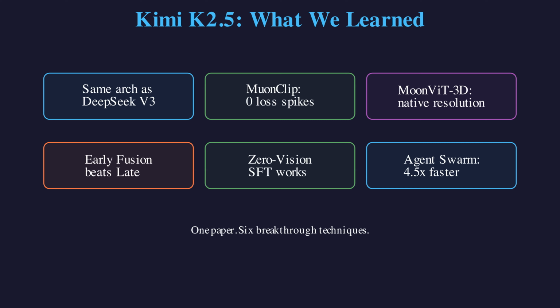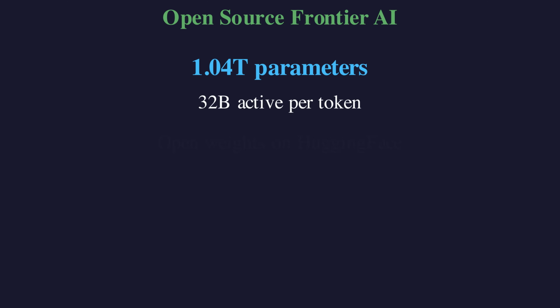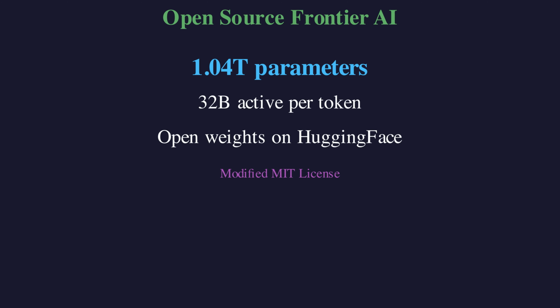Early Fusion proved that less vision data used from the start beats more vision data added later. Zero Vision SFT showed that text-only training can improve vision performance. Joint Multimodal RL revealed genuine bidirectional enhancement between modalities. And Agent Swarm runs 4.5 times faster through the PARL framework. 1.04 trillion parameters, 32 billion active, fully open weights on Hugging Face under a modified MIT license.